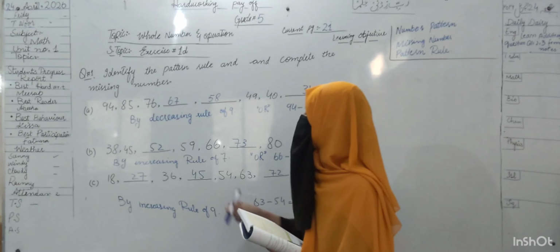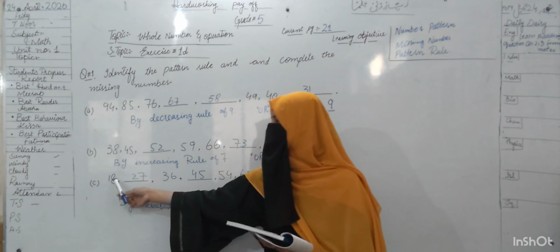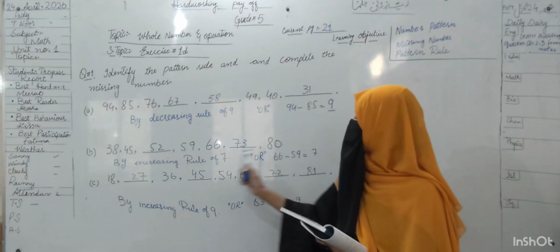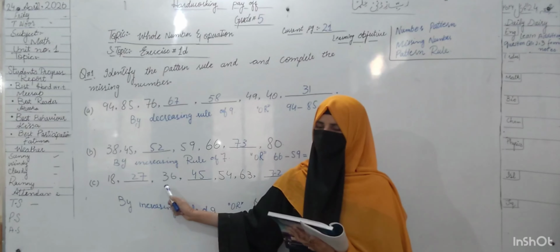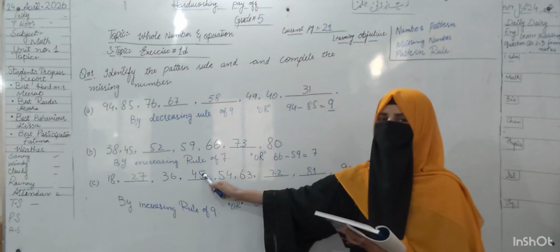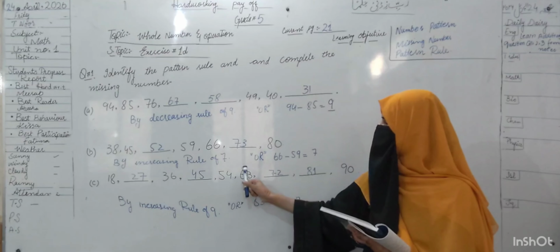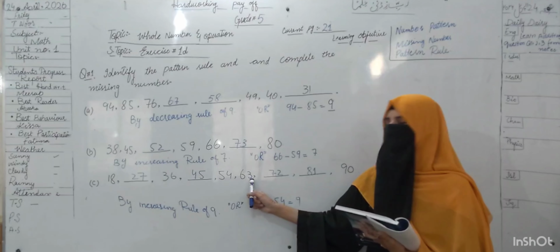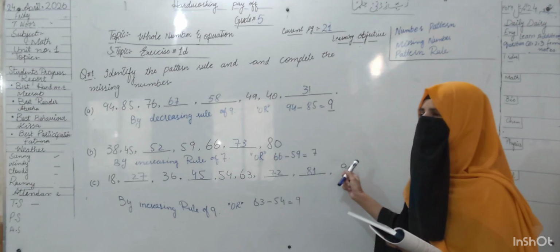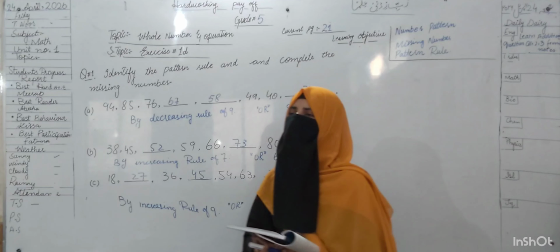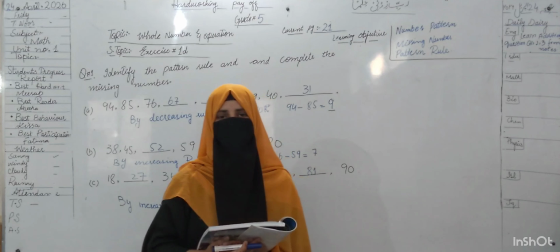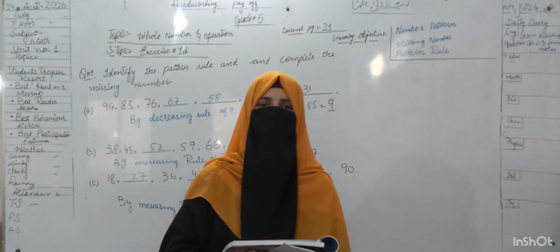How does the next term come? 18 plus 9 is equal to 27. 27 plus 9 is equal to 36. 36 plus 9 is 45. 45 plus 9 is 54. 54 plus 9 is 63. 63 plus 9 is 72. 72 plus 9 is 81. And the last number, plus 9, is 90.